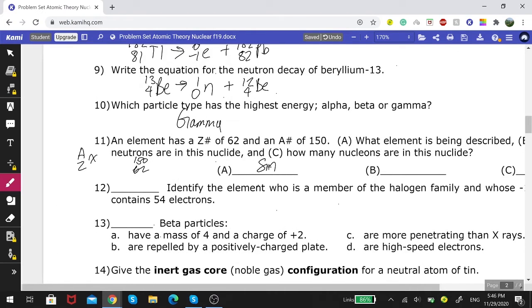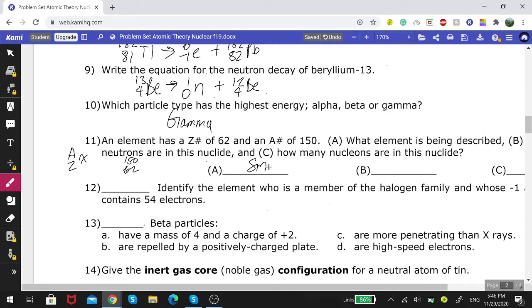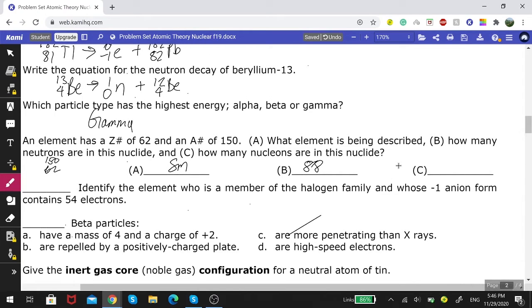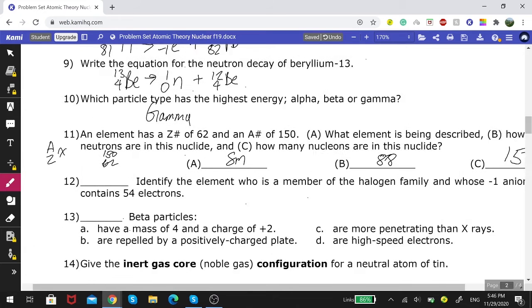How many neutrons are in this? So the weight is 150 and the protons is 62. So 150 minus 62 is 88. And how many nucleons are in this nuclide? Basically, the total amount of particles in the nucleus, which is 150, because that's what makes up the nucleus.